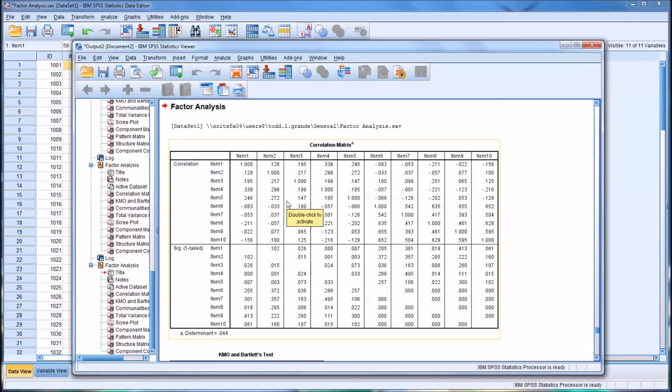So remembering our initial hypothesis about what we would find here, if you look at this matrix, clearly item 1 is going to correlate perfectly with item 1. But we're looking for correlations between these different items. So item 2, 0.128 with item 1, item 4, 0.338, so much stronger correlation with item 1.